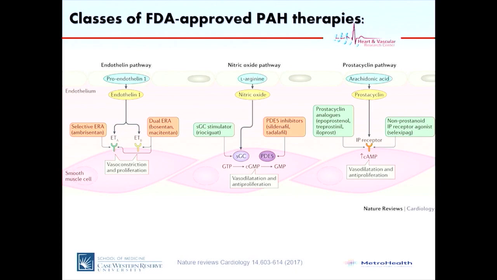Where those medications work, as I said earlier, they work on one of these three pathways: the endothelin pathway, that's the endothelin receptor antagonist; the nitric oxide pathway, whether the PDE5 inhibitors or the soluble guanylate cyclase stimulators; and finally the prostacyclin analog pathway, whether the prostacyclin analogs or the IP receptor agonist, selexipag.